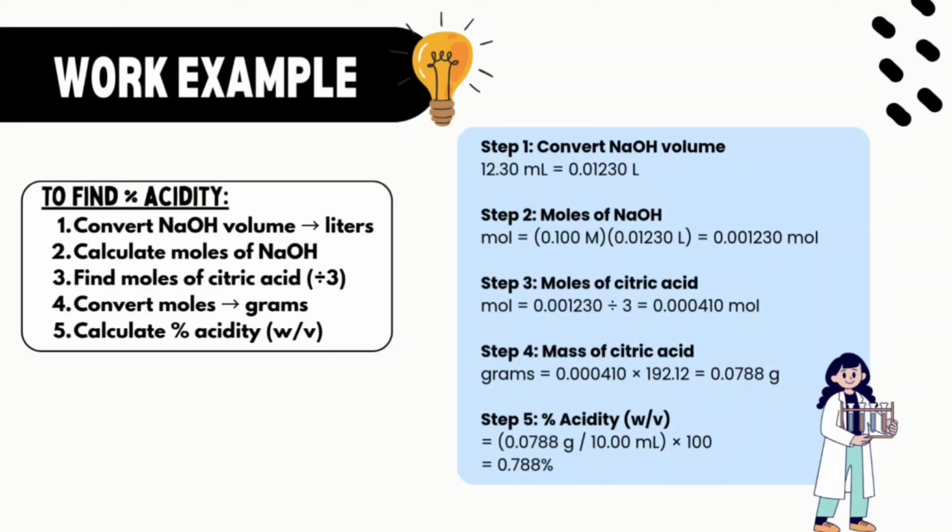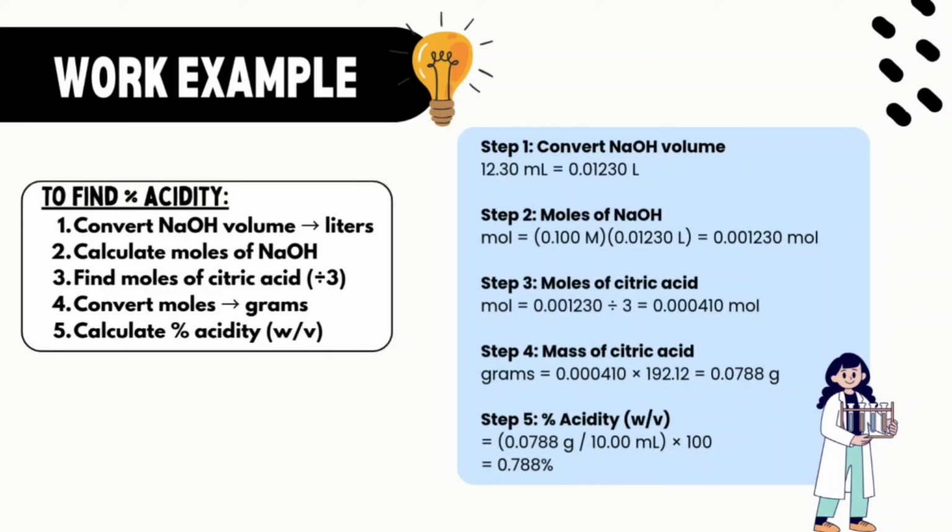Step 4. We need to convert moles of citric acid to grams. The mass of citric acid is calculated using its molar mass. So grams of citric acid equals 0.00041 mole multiplied by 192.12 gram per mole, and the answer is 0.0788 gram.